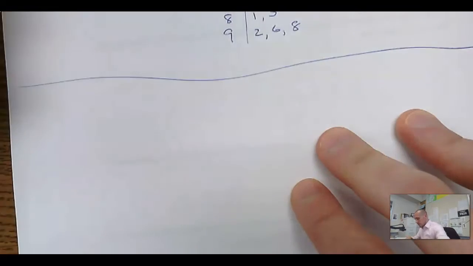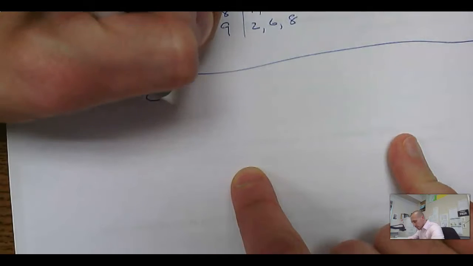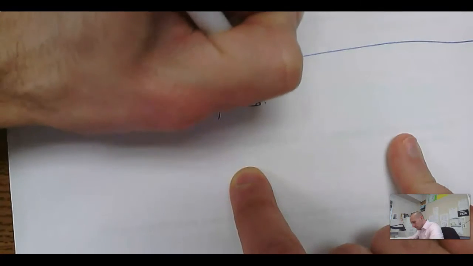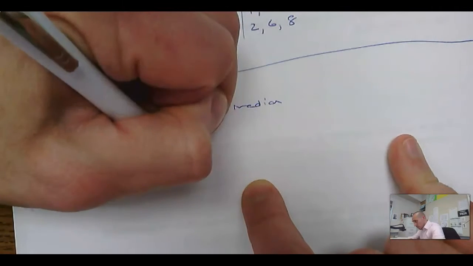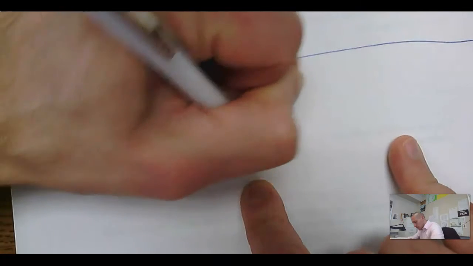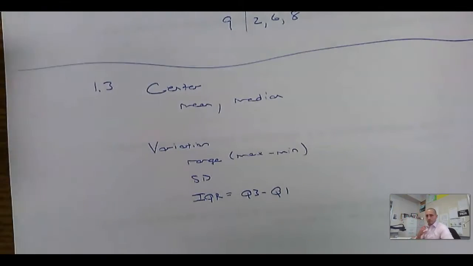So let's do this. Section 1.3. We did measures of center, which are the mean and the median. And measures of variability or spread are the range, which is just your max minus your min, your standard deviation, and your IQR, which is quartile 3 minus quartile 1.